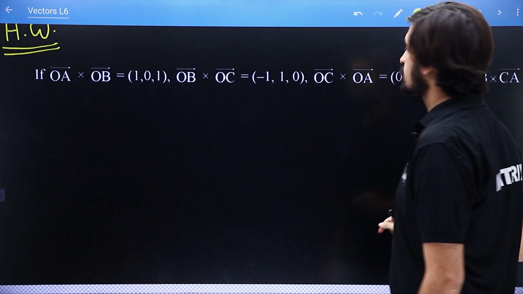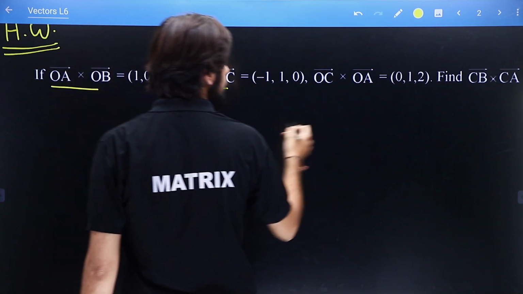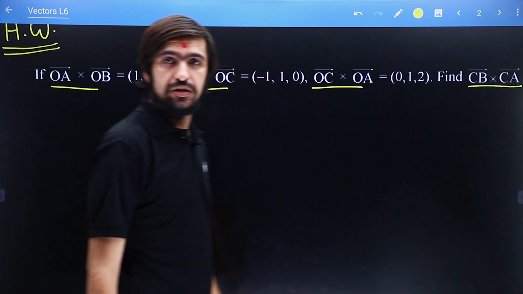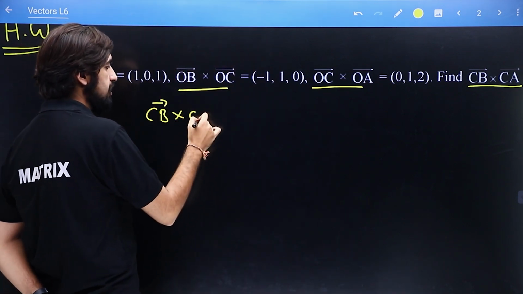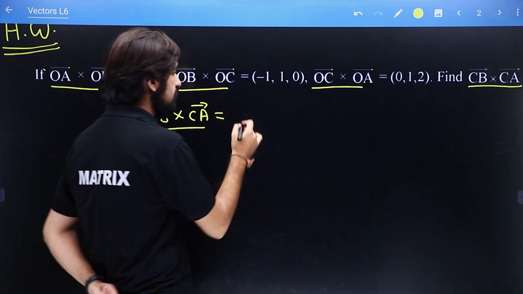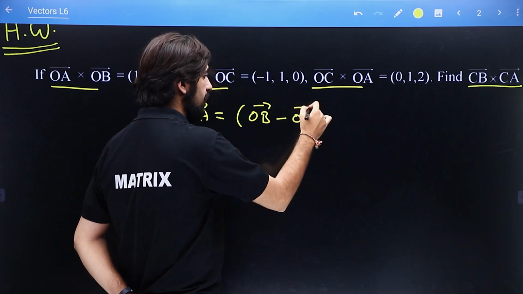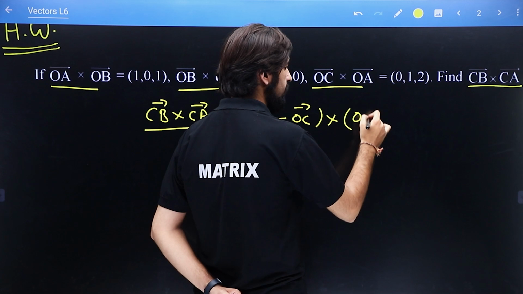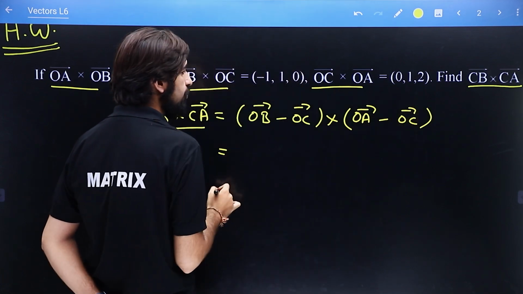So first, OA cross OB is given, OB cross OC is given, OC cross OA is given, and we have to find CB cross CA. So what can we do? First we can write CB cross CA. Then you can use the position vectors of these. So CB will be OB minus OC, cross, and CA will be OA minus OC. So we are normally going to use the cross product.